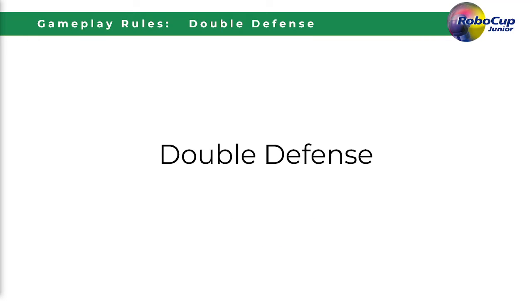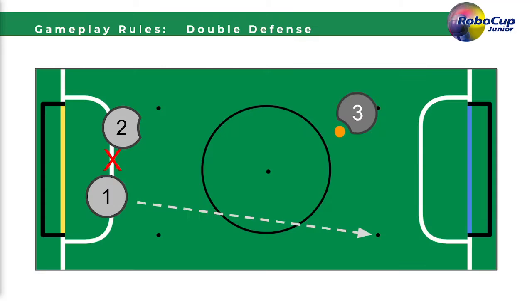In RoboCup Junior Soccer, both robots of one team should not block their own goal simultaneously. We call this double defense. Double defense occurs if two robots from the same team are at least partially inside their own penalty area. Here, robots 1 and 2 are both partially inside their own penalty area. In this case, the robot further away from the ball will be moved to the furthest unoccupied neutral spot immediately. Notice that in this case, the robot being moved is the defending robot. Teams must design their robots to adapt to the situation.